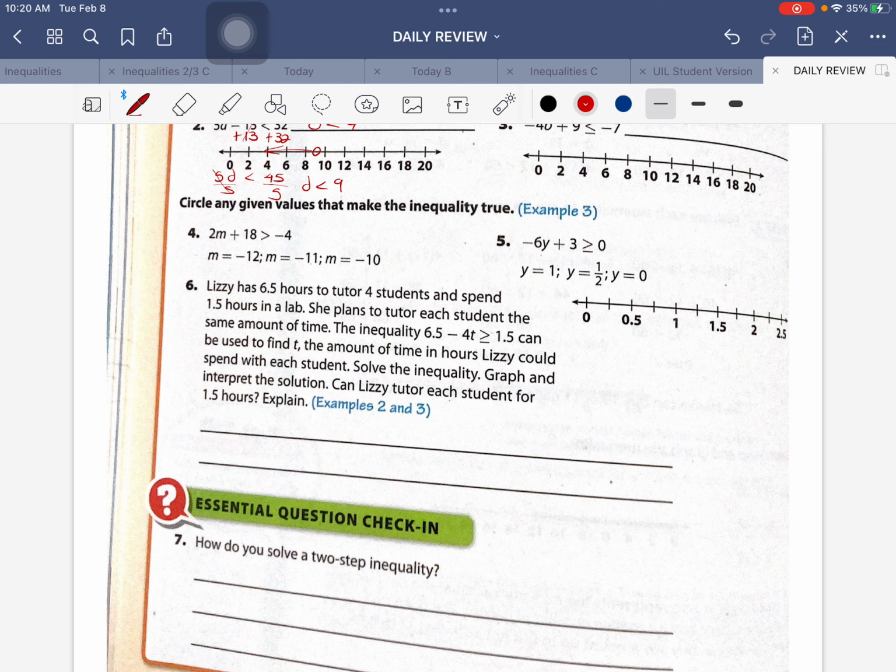Okay, try number 4 and number 5. I think you should be. All you're doing is plugging in the number. All you're doing is substituting negative 12, negative 11, and negative 2. Alright? Todo lo que están haciendo es poniendo el número ahí adentro y multiplicando. Es todo.